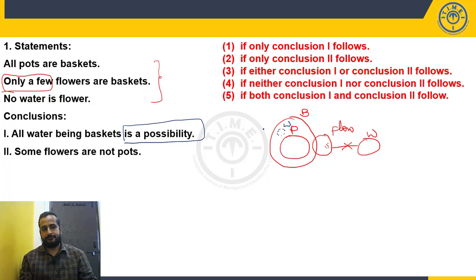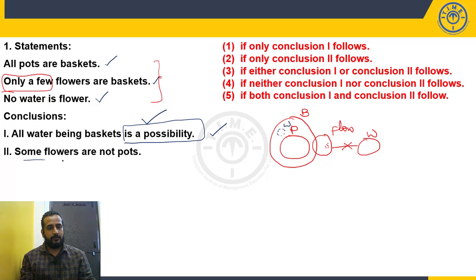If you want, you may cross check your statements. All pots are baskets. Yes, it still holds true. Only a few flowers are baskets. Yes, still it holds true. No water is a flower. Yes, it is water and it is flower, still it holds true. So all the statements are true. What are we proving here? All water being baskets, is it possible? Yes, possible. So conclusion 1 is true.